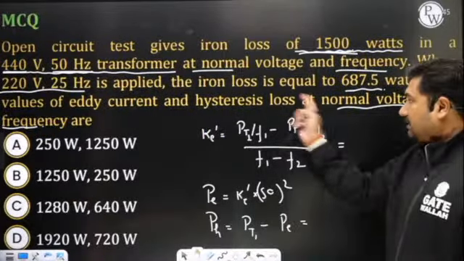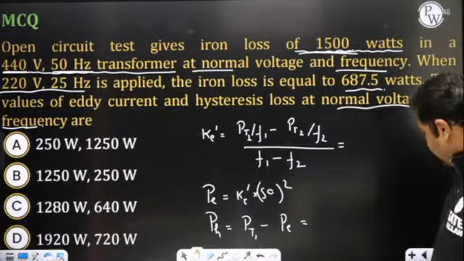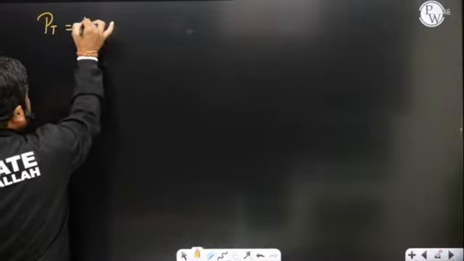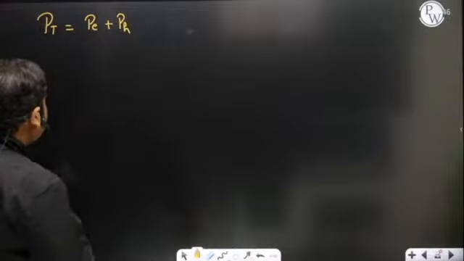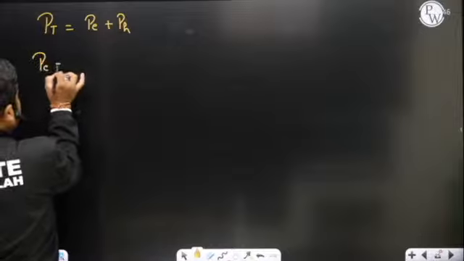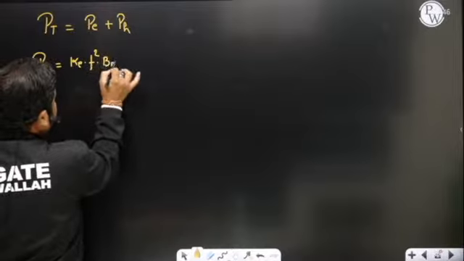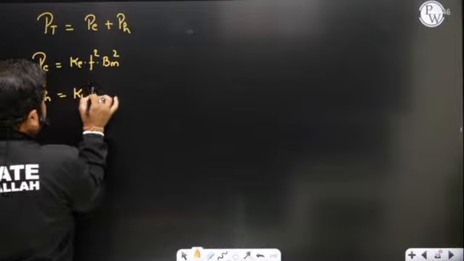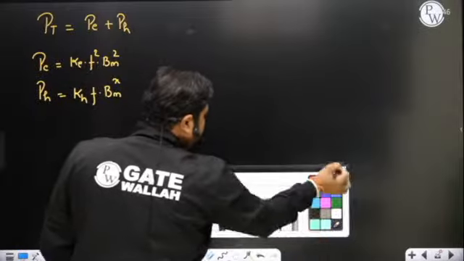Now, sir, how does this portion come? How are you getting the answer in just three lines? Please observe. The total loss is eddy current loss plus hysteresis loss. Eddy current loss is Ke into F square into Bm square, and hysteresis loss is Kh into F into Bm to the power x. These are the experimental values.